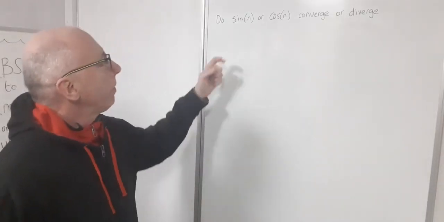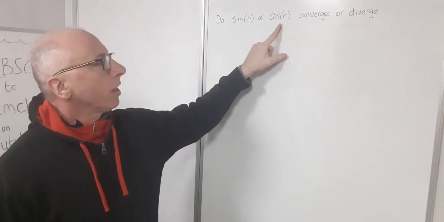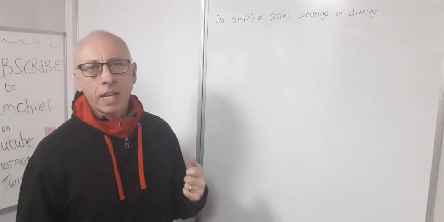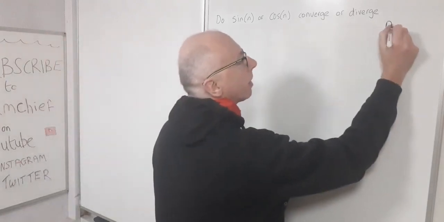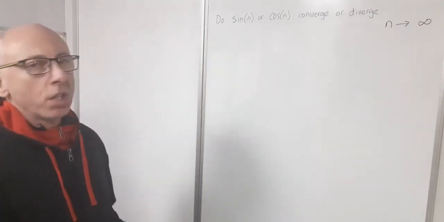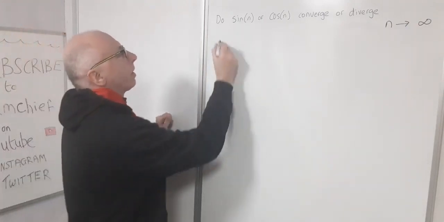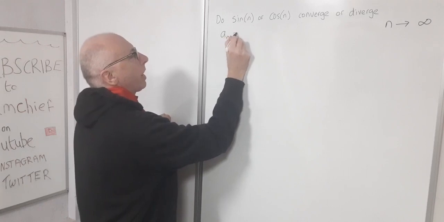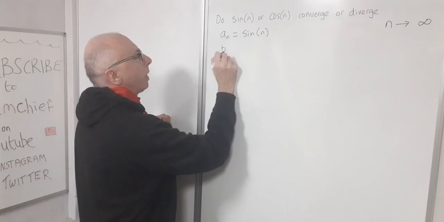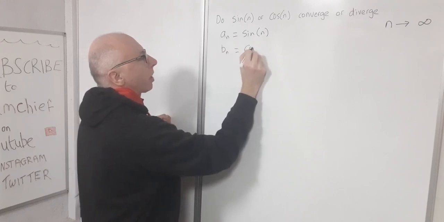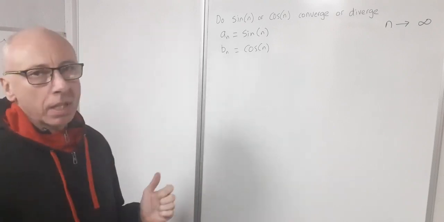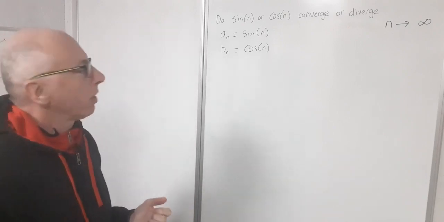So in this video we're going to investigate whether sine of n or cosine of n converge or diverge. And what we're interested in is as n approaches infinity. So we're going to do this in terms of sequences. We'll let one sequence, a subscript n, be sine of n, and b subscript n be the cosine function of n. Now these have very similar properties, although different values for different values of n.